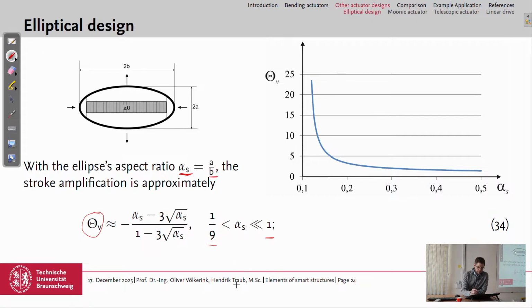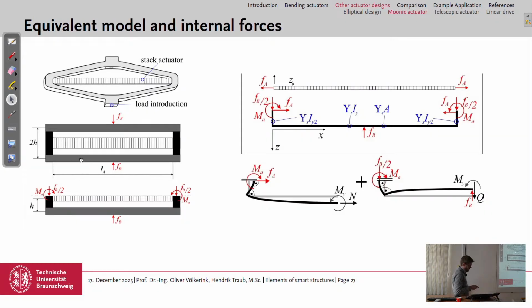And if we plot then the stroke amplification over the ellipse aspect ratio alpha S, then we can see for small ratios we have the highest stroke amplification, which means that A is small compared to B. So if we have really a slender ellipse, so less height and long length, then we get far higher amplification.